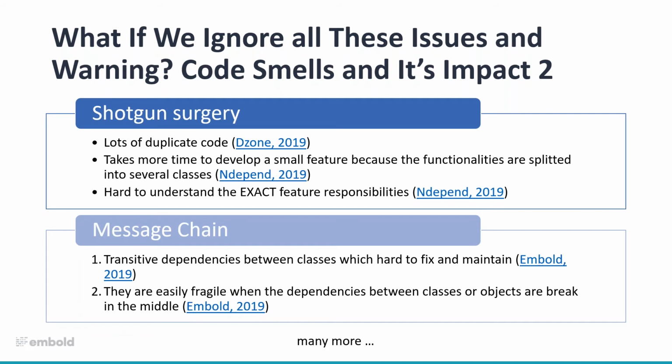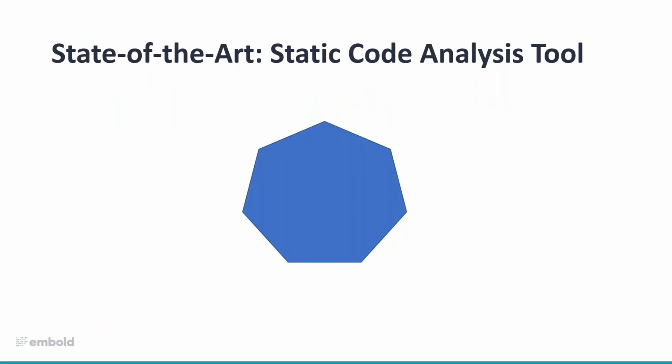Okay, so there are many more actually, but I'm looking at these 5 which I compiled and surveyed from the literature. So the next one, we are talking about the state of the art. What exactly is the current trend of static code analysis tools? So I surveyed a lot of static code analysis tools, and I tried to generalize into 7 most common features.